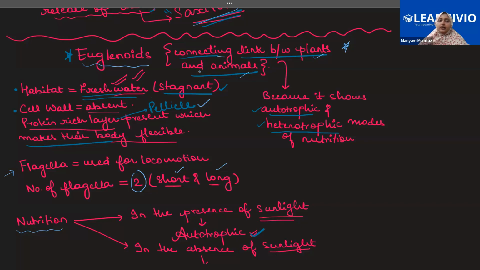Okay. Now, they do not have a cell wall. Instead of the cell wall, they have a protein-rich layer surrounding their body, which is known as pellicle, and this provides flexibility to the body of the euglenoid. They also have flagella, which are used for locomotion. The number of flagella is 2: one is a short flagella and one is a long flagella.